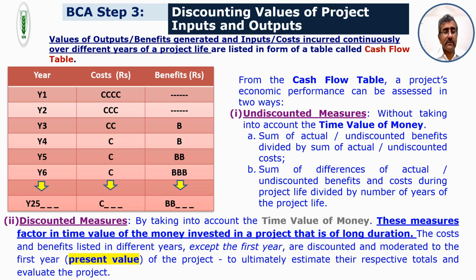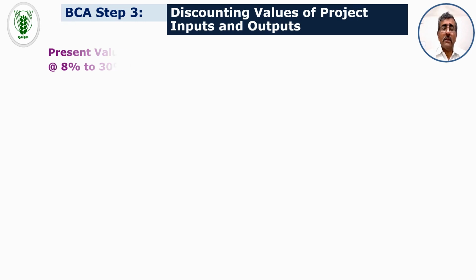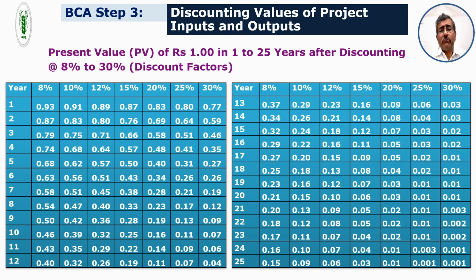The second way is the discounted measure, that is taking into account the time value of money. These measures factor in time value of the money invested in a project that is of long duration. The cost and benefits listed in different years except the first year are discounted and moderated to the first year, that is the present value of the project, to ultimately estimate their respective totals and evaluate the project. This is a table which gives the present value of rupees 1 in 1 to 25 years after discounting at a rate of 8 to 30%.